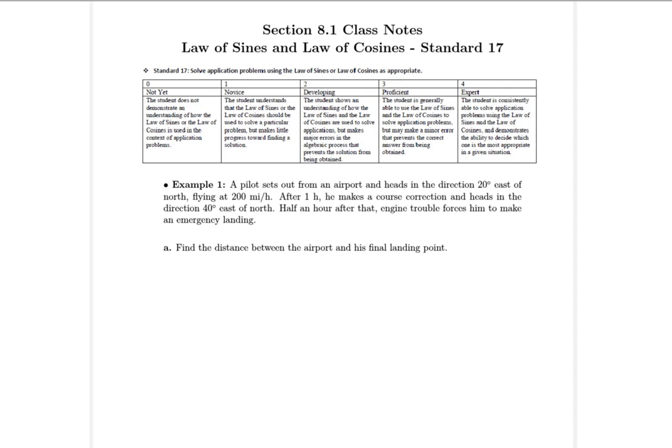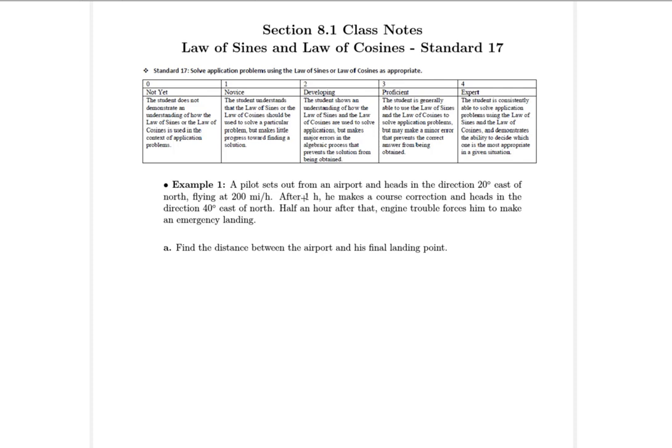All right, so in example one, it says that a pilot sets out from an airport and heads in the direction 20 degrees east of north, flying at 200 miles per hour. After 1 hour, he makes a course correction and heads in the direction 40 degrees east of north. Half an hour after that, engine troubles force him to make an emergency landing. So we're going to find the distance between the airport and the final landing spot, right? Obviously if a plane is having trouble, it would be really good to know where exactly that plane landed relative to the airport. So again, as we do often, let's sketch a picture.